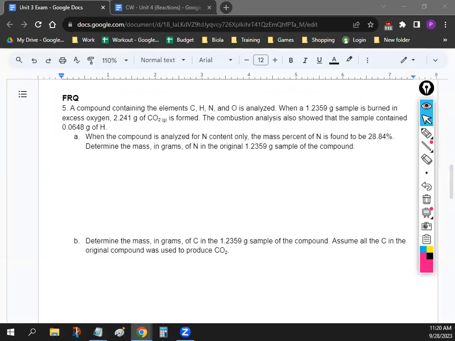Okay, guys, so we're gonna go over the FRQ from the Unit 3 test. Again, this is on the 2006 AP test. And so a lot of text. I'm not gonna go over the text with you guys, but let's just go to part A.